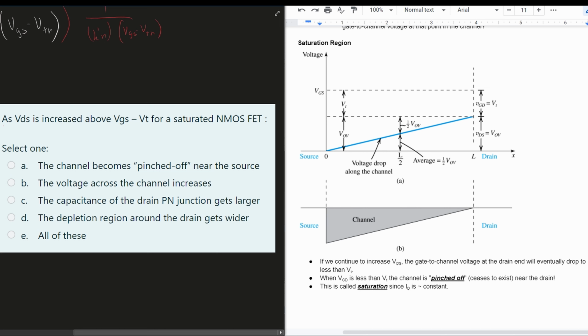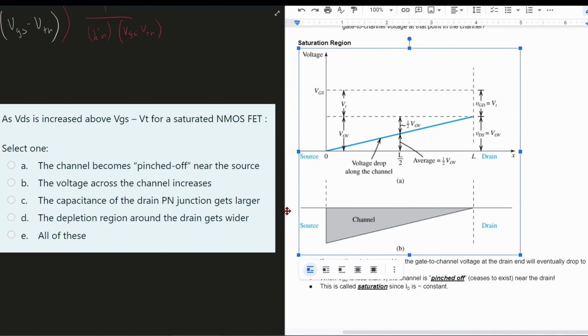This question says, as VDS is increased above VGS minus VT for a saturated MOSFET, we've got to answer this. So first it says the channel becomes pinched off near the source. Well, if we look at the channel part right here, we can see that the channel is large near the source. So no, it does not become pinched off. So it cannot be A.